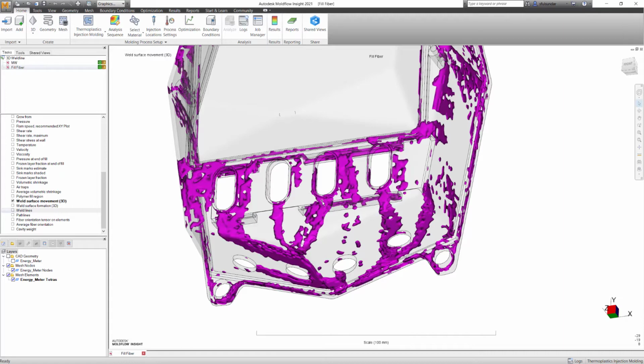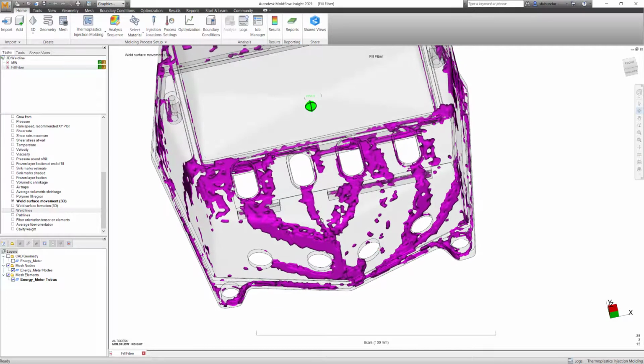The factors impacting it are the packing pressure, packing time, material transition temperature, and also the shear rate. So all in all, various factors impact it.